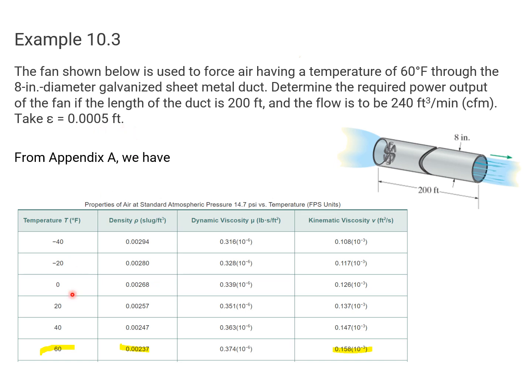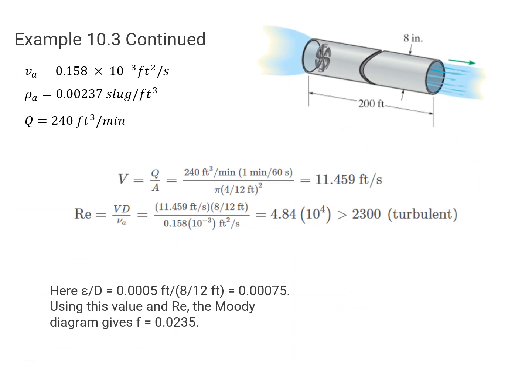Take the roughness factor to be 0.0005 feet. So we can go to Appendix A and we can calculate for air at 60 degrees Fahrenheit. We can calculate the density, and we can look up the kinematic viscosities. So continue with those values we found from the previous slide. We can calculate the velocity. We can calculate the Reynolds number. And notice the Reynolds number here is greater than 2300, so this is turbulent flow.